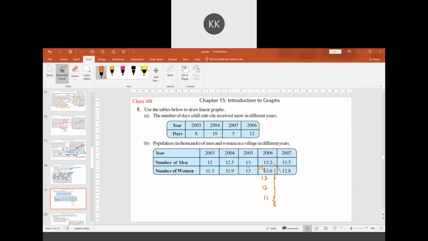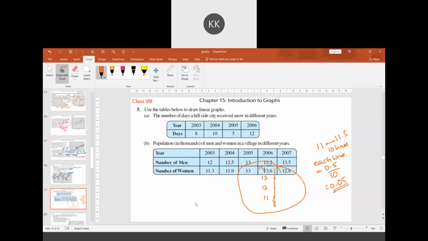If you want to increase the length of the graph, then what to do? Take 11, 11.5, 12, 12.5. We should put a line after 14. If you are taking 11 and 11.5 as the next one, between them there are 10 lines. So what will be each line? This will be 0.5 divided by 10, which is 0.05.